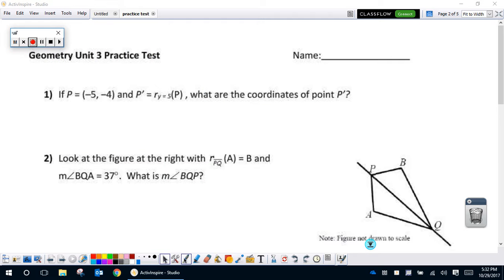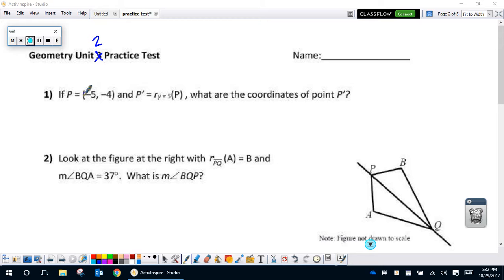Alright, so hopefully the first thing you realize is that this is the Unit 2 practice test, not the Unit 3. It should be changed on your paper. I'm going to go through these questions. I might ask a couple of questions along the way, and then you will be on your merry way.